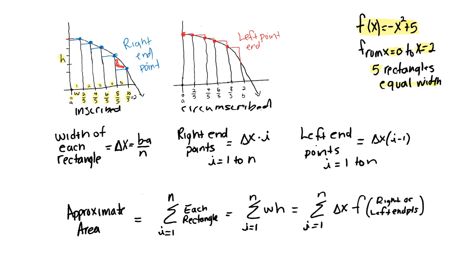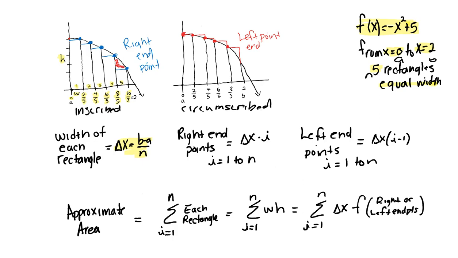As we worked through the example, we were able to develop a few formulas that we're going to keep in mind for this video. Because we were having 5 rectangles of equal width, we were able to develop this formula for the width of each rectangle. We called it delta x, and that's b minus a over n, where a and b are over here. A was 0, b was 2, and n is the number of rectangles.